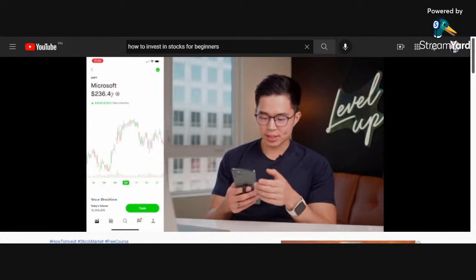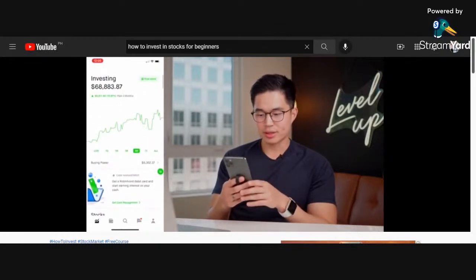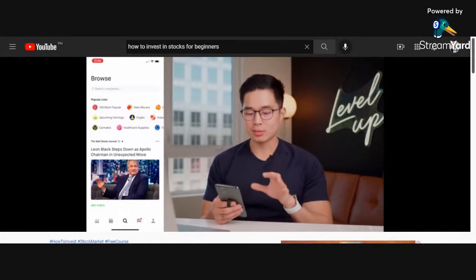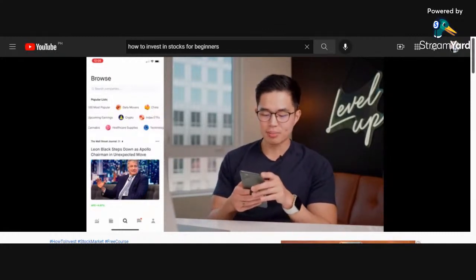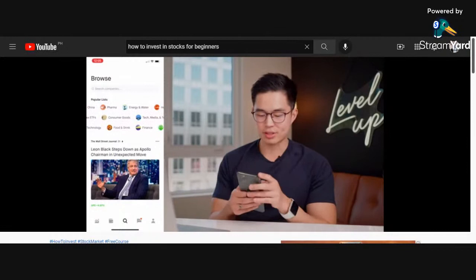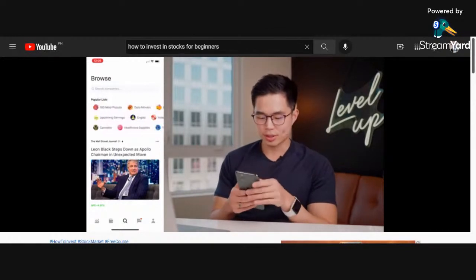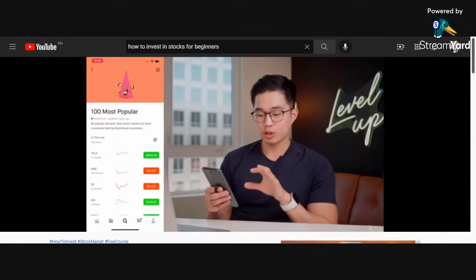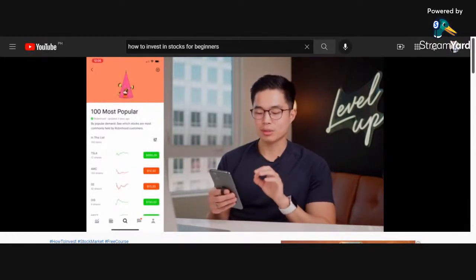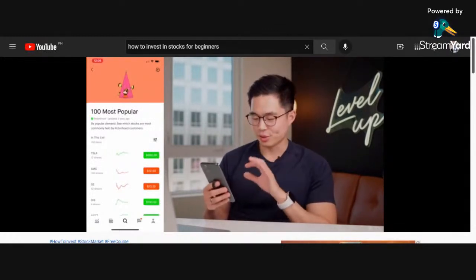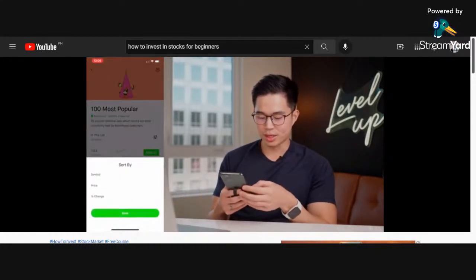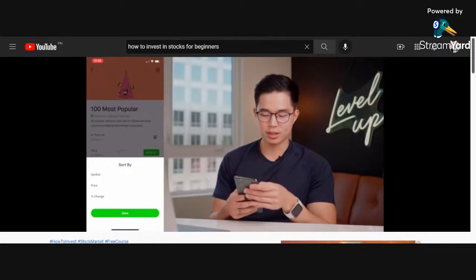Now I can go out of this, and I want to actually show you guys this main screen right here, the browse screen. This is pretty cool in Robinhood because you can look at a bunch of these popular lists of stocks. So let's say I want to look at the 100 most popular, right? It's going to show me 100 of the most popular stocks on Robinhood that people are buying through this app. And yeah, just a cool way to see them. You can sort by symbol, by price, and by the percent change.